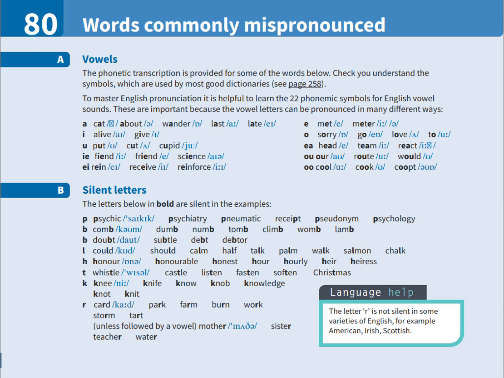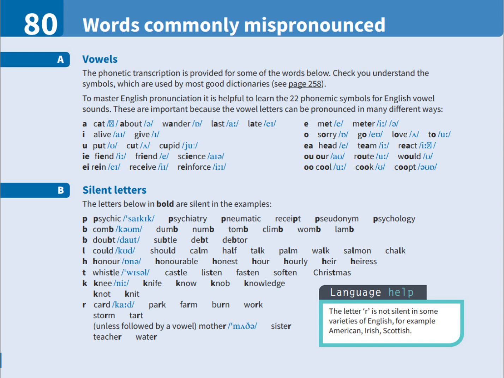These examples show that English spelling does not always give you a reliable guide to pronunciation. It is useful to check unfamiliar words in a good dictionary. B. Silent letters. Some English words contain letters that are written, but not pronounced.